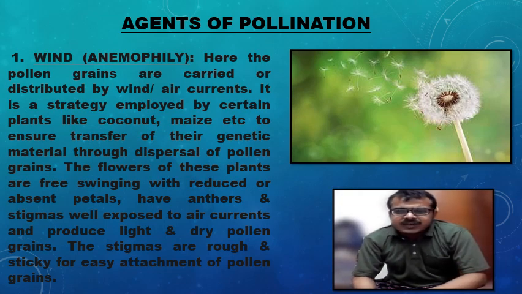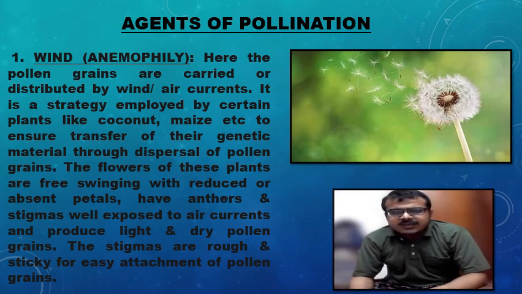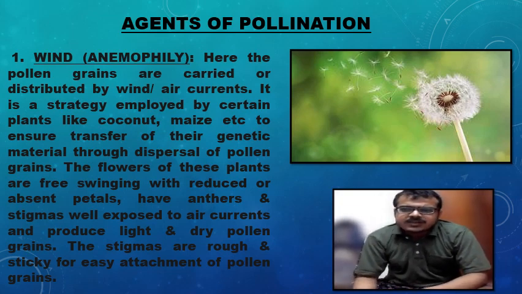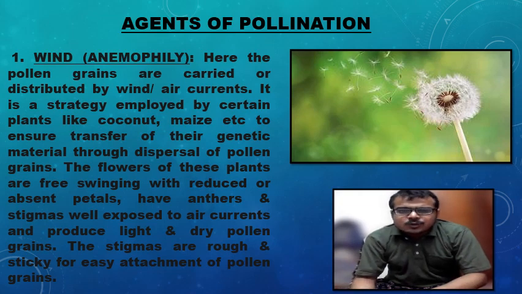So there are some characteristics which help in this process. One is that the pollen grains are very light and dry, so that they can be easily carried by the winds. The anther and the stigma, that is the male and female parts, are exposed to the air currents, as these plants have reduced or almost no petals. So when the wind blows, the pollen grains are carried from the anther, and they float through the air and then land on the stigma, which is rough and sticky, so the pollen grains can attach easily.